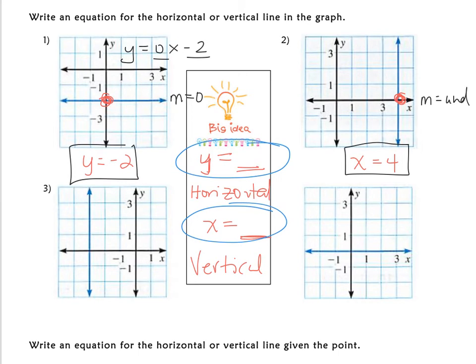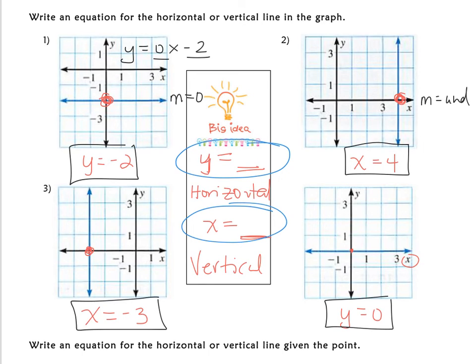In number 3, it's a vertical line again. This time it looks like it's crossing at -3, so our equation is x equals -3. In example 4, we have a horizontal line, and it looks like it's on the x-axis, which means it is crossing at the origin, at 0, so it's y equals 0. And that's how we write the equation for a horizontal and a vertical line.